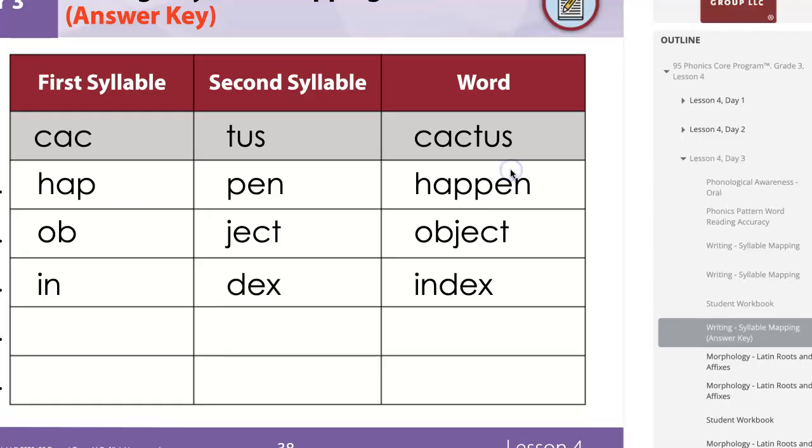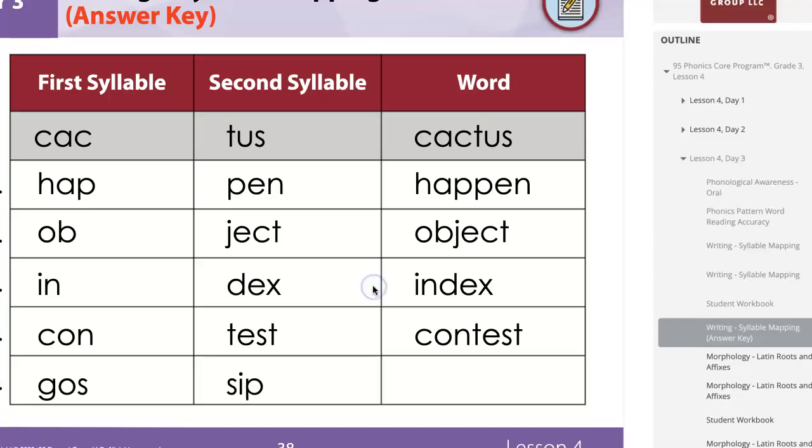Take a look at number 3. Everyone say index. Clap it. Index. First syllable, in. Second syllable, dex. What's the word? Index. Excellent. Let's take a look at number 4. Everyone say contest. Contest. First syllable, con. Second, test. What's the word? Contest.